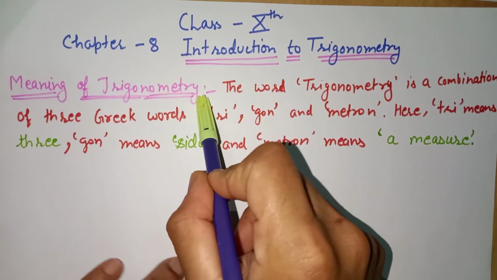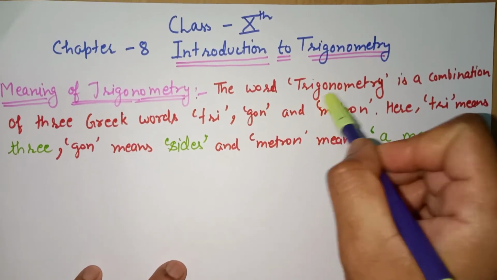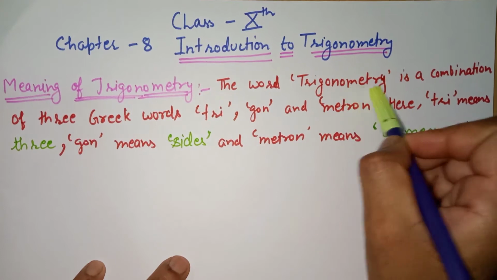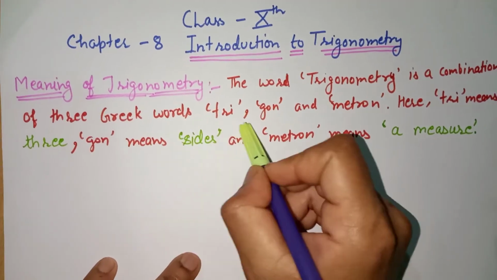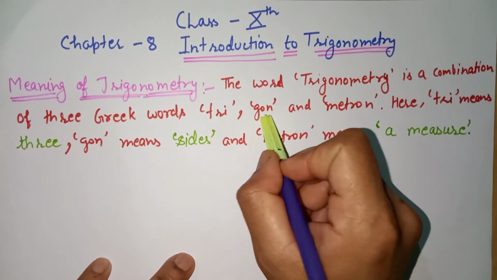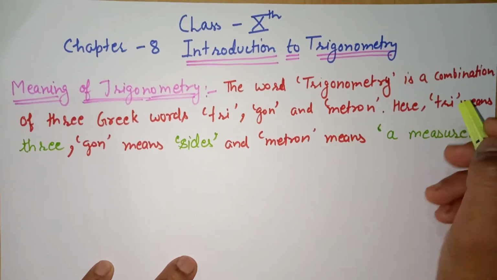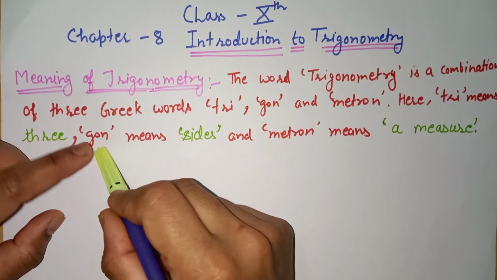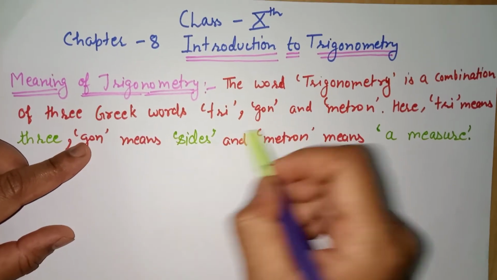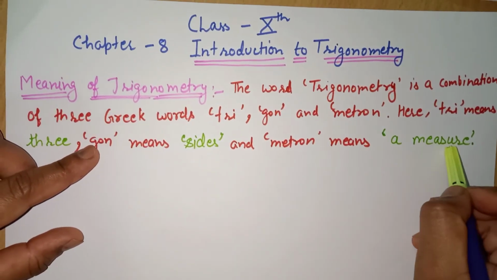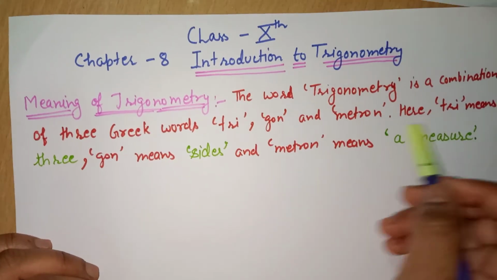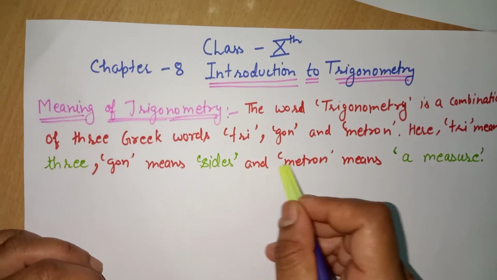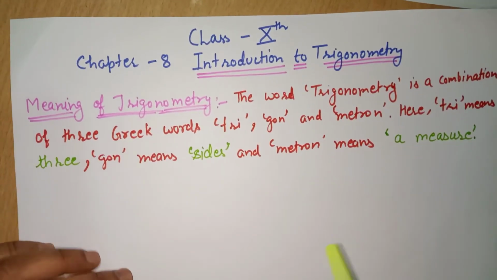What is the meaning of trigonometry? The word trigonometry is a combination of three Greek words, trigon and metron. Here tri means three, gon means sides, and metron means a measure. Means we have to find the length of the sides and angles of a triangle.